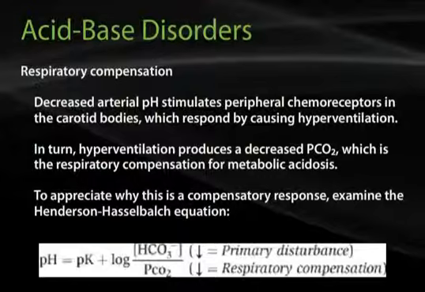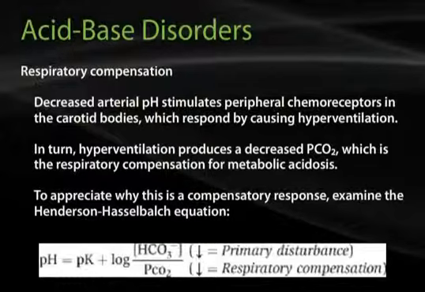The next step is respiratory compensation. Decreased arterial pH stimulates peripheral chemoreceptors in the carotid bodies. They respond by causing hyperventilation. Hyperventilation will lead to a decreased PCO2. This is the respiratory compensation for metabolic acidosis.